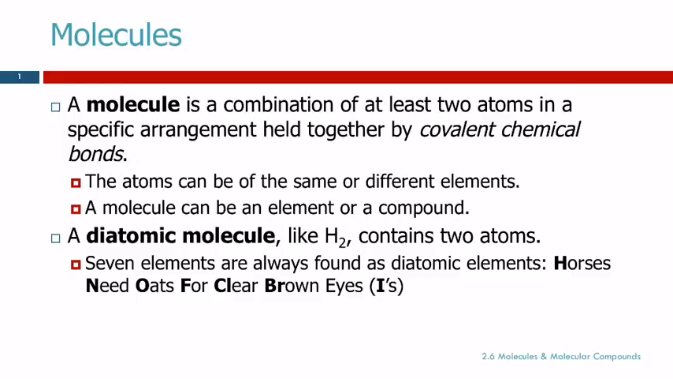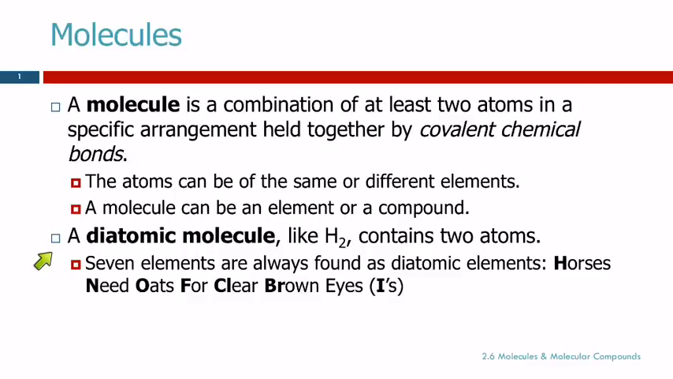So the atoms in a molecule can be atoms of the same element or of different elements. If the atoms are the same element, then the molecule is still an element because it only has atoms of one kind of element. If you have two or more different elements present in this molecule, then it becomes a compound. So a molecule can be a compound or an element.